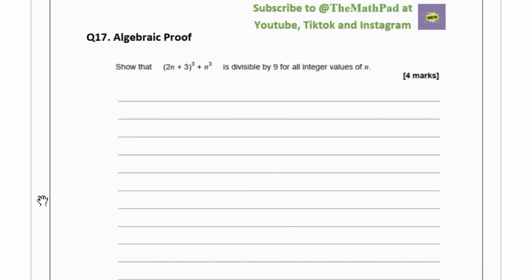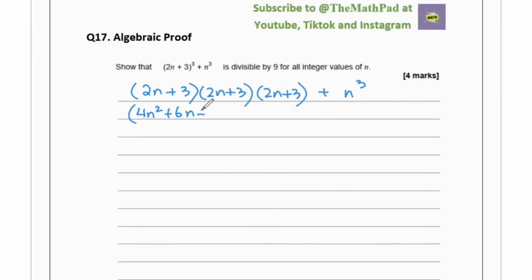So keeping that in mind, I'm going to expand the (2n + 3)³. We can write it as a triple bracket, (2n + 3)(2n + 3)(2n + 3), or if there's any other method that you've learned, please use that. There's no compulsion that you have to do it like this. So expand the first two brackets, I get 4n² + 6n + 6n + 9, bracket (2n + 3) plus n³. So that's (4n² + 12n + 9)(2n + 3) + n³.